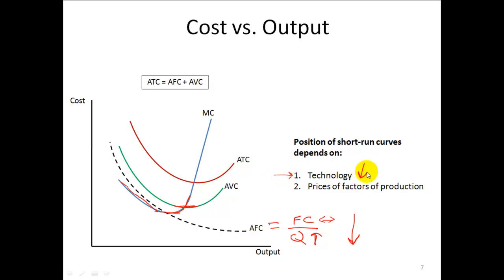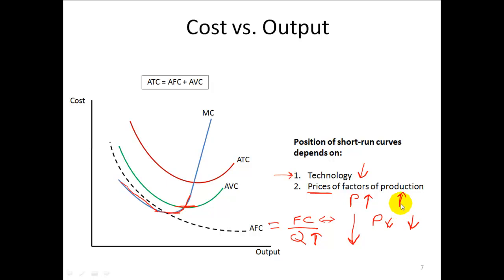What happens if there is a change in the prices of factors of production? As you can imagine, if prices go up, then all the cost curves will move upwards, and if prices go down, then all your cost curves will tend to move downwards, or the relevant cost curves will move downwards. Fairly straightforward.